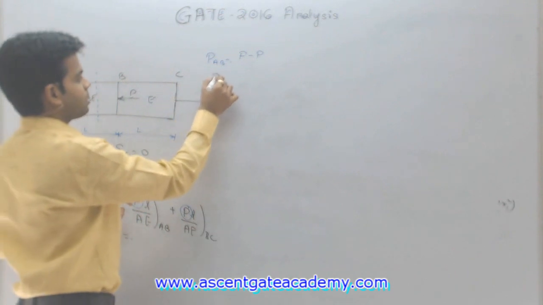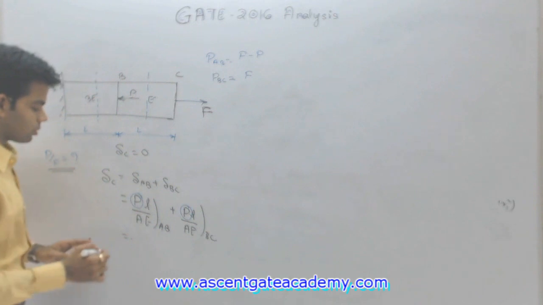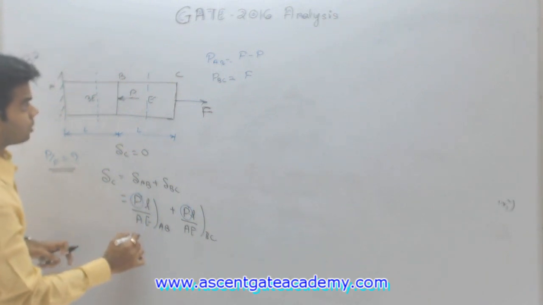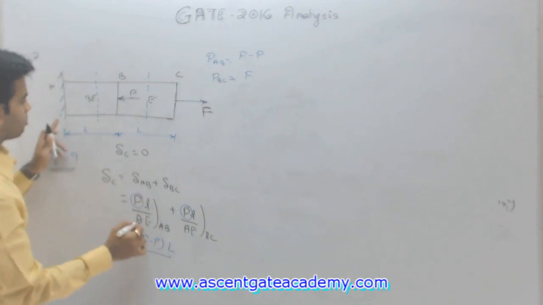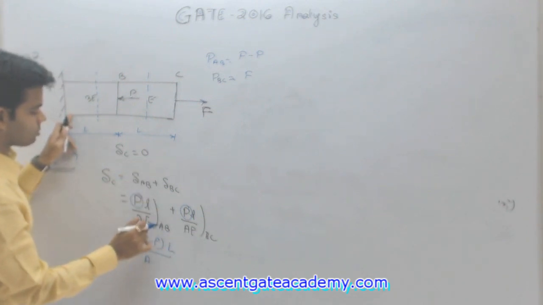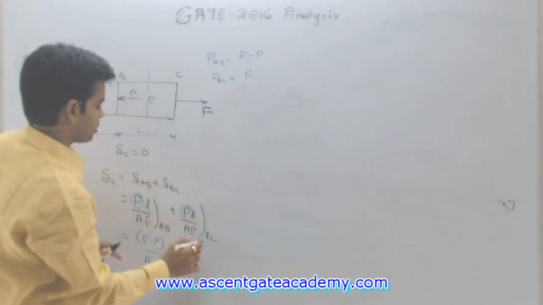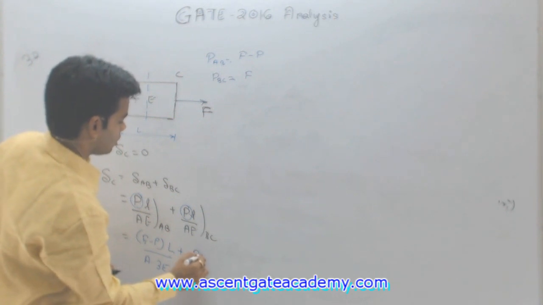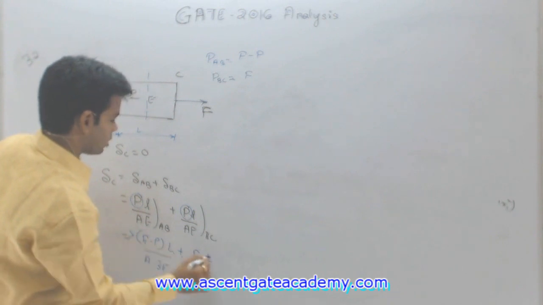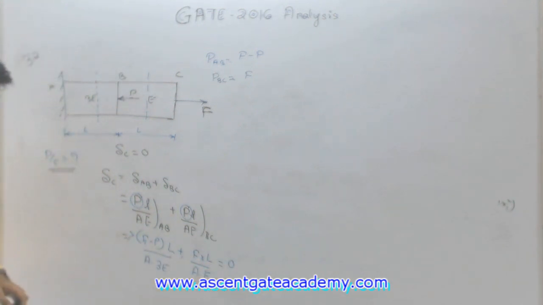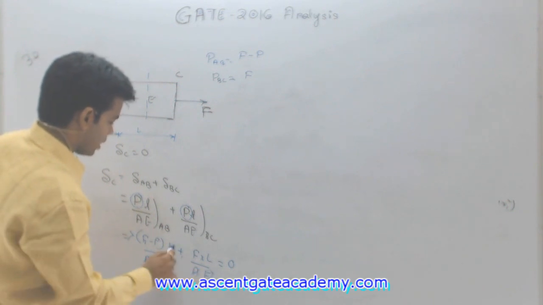Okay, now PBC will be equal to what? PBC, and this only F is acting. Okay, so just put the values. So this will be equal to F minus P into L upon area A, let's suppose A, and E is 3E, plus this P is F into L upon A into E, and this total deflection at C given is 0. Okay, now this A gets cancelled out, E gets cancelled out, and L gets cancelled out.